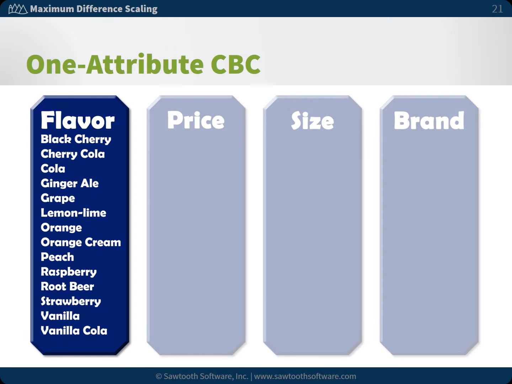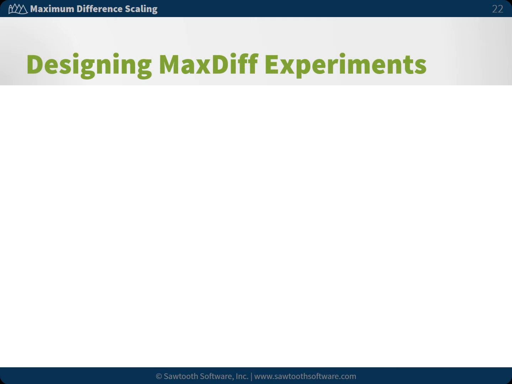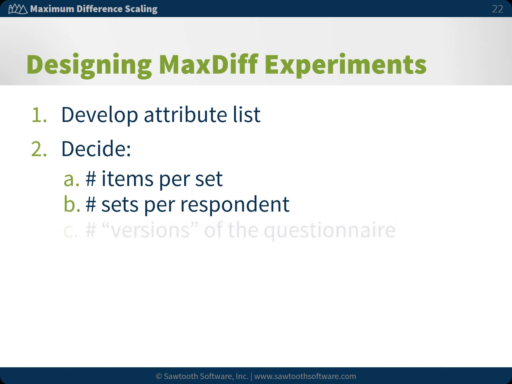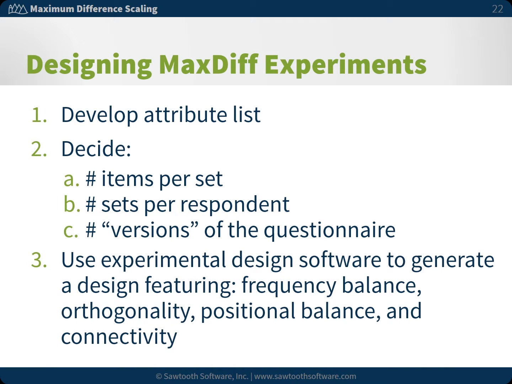There are 3 steps to designing an effective MaxDiff experiment. First, you need to develop your attribute list. Second, you need to decide the number of items per set, the number of sets per respondent, and the number of versions of the questionnaire that you want respondents to see. Third, you need to use experimental design software to generate a design featuring frequency balance, orthogonality, positional balance, and connectivity.